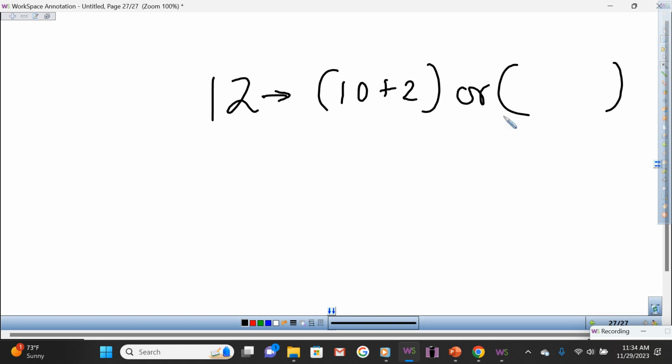What would we write for the next one? Anthony. E. Very good. 20 minus 8. That is correct. That's two different ways of writing 12. Now let's go to our problem at hand.